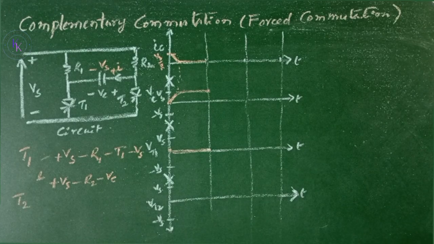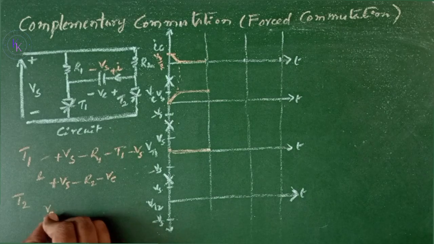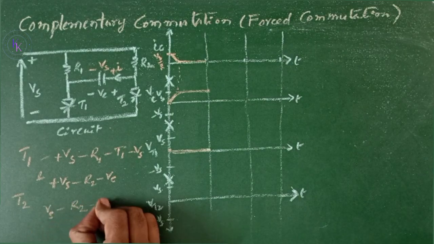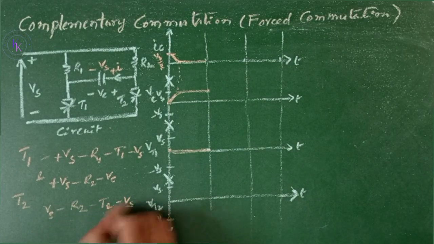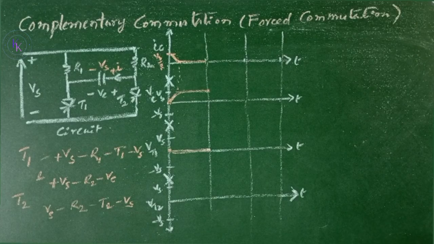When T2 is fired, the capacitor is then placed across T1, and the load R2 is connected to the supply Vs: Vs to R2 to T2 to minus Vs. Now T1 is reverse biased and it is turned off by impulse commutation. Once the thyristor T1 is switched off, the capacitor voltage is reversed to minus Vs.